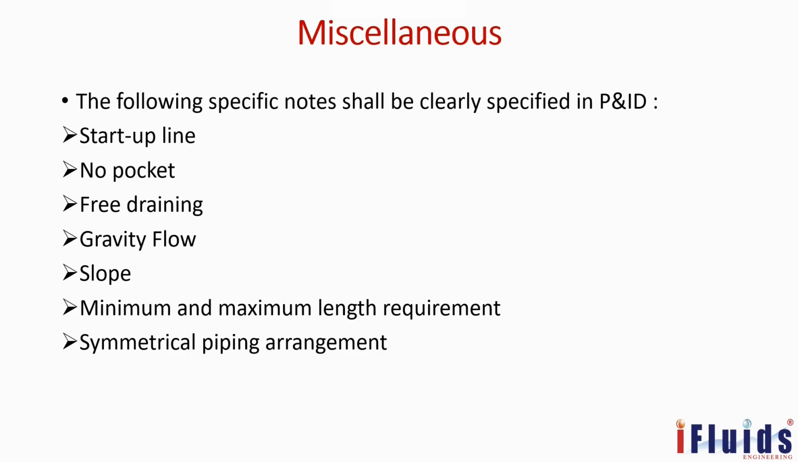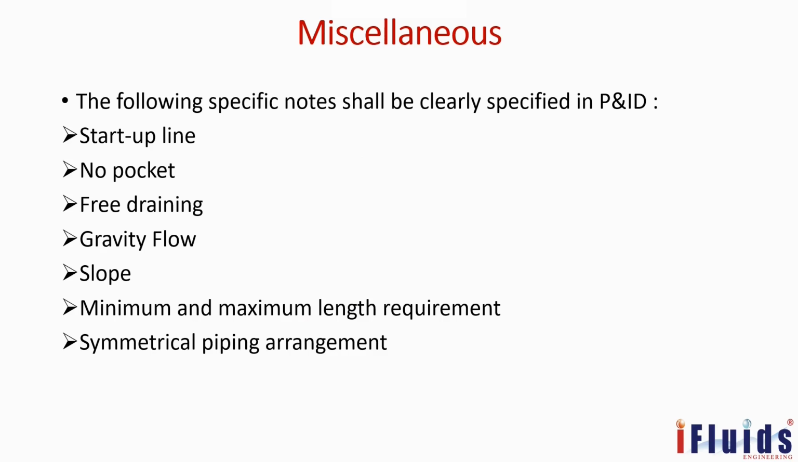Then free draining. In the previous slide we have shown the free draining. It should have a small slope so that whatever the condensate, the liquid should be drained freely. Then gravity flow. Sometimes the flow happens through gravity, and then we have to mention it is gravity flow. Then slope. We have to show the slope. How much? 1 in 10, 1 in 100, 1 in 1000. That small triangle we have to mention above the line, along with the slope.